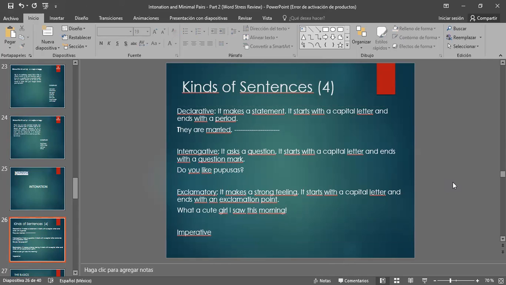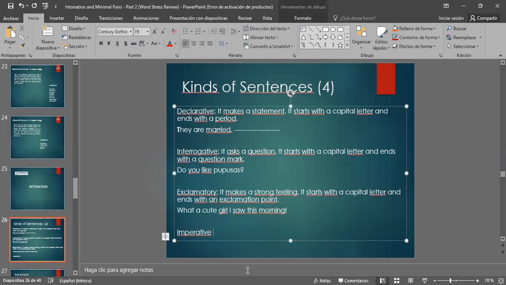Okay, right. This is when you make a strong feeling, right? You raise the tone of your voice. Ahí es donde se va el raising intonation, ¿verdad? What a cute girl I saw this morning. You got it? No es pregunta. Ojo con la estructura. Empieza con la WH question, pero no es pregunta. Ok, ahora vamos a irnos a esta.